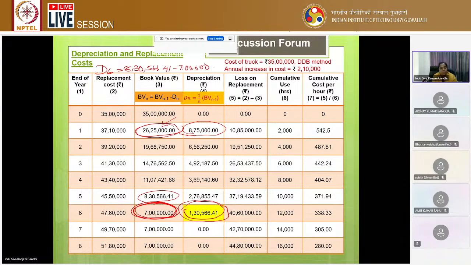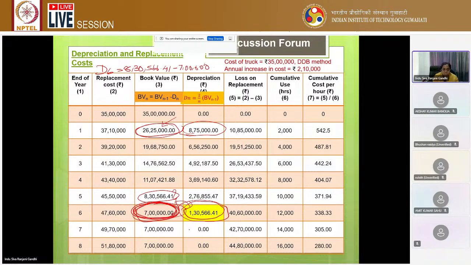So why are we not able to put the depreciation as earlier? If you put a higher depreciation, you can see that your book value is going below the salvage value of the machine. It cannot go below. So what you have to do is assume the book value is 7 lakh and back calculate the depreciation: this minus this gives you the depreciation as 1,30,000.